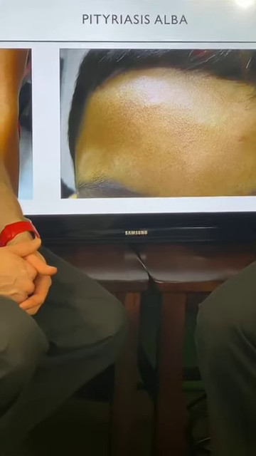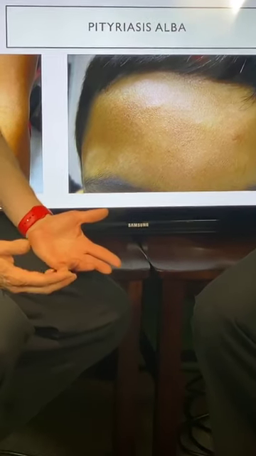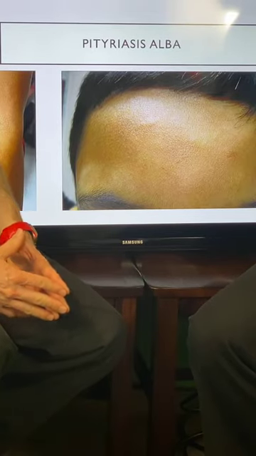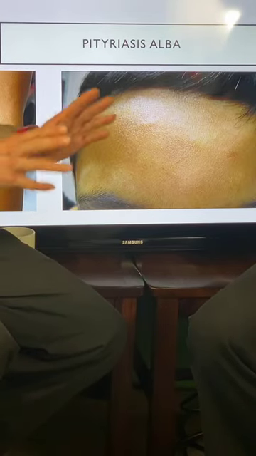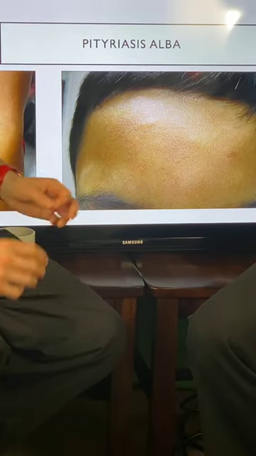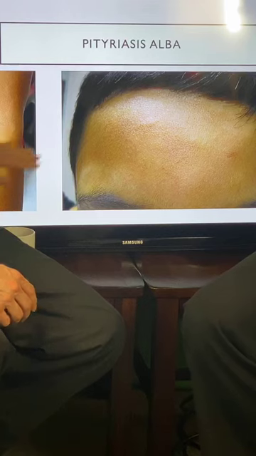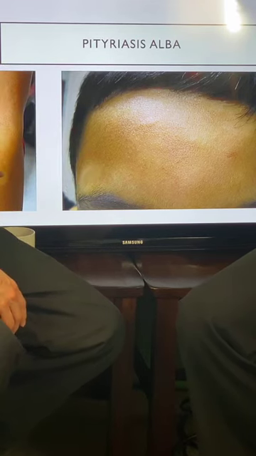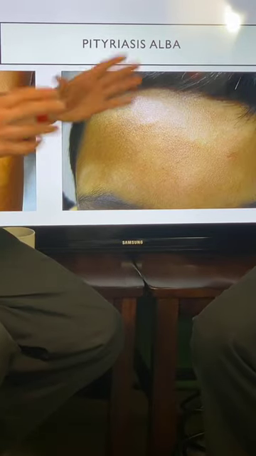Pityriasis alba is a condition that can mimic other skin conditions that's related to, or a type of, eczematous dermatitis. It can look like vitiligo, which is what some people think Michael Jackson had, where there are these white patches. But in this case, you can use topicals. I used tacrolimus on the face and triamcinolone on the body to bring the color back.